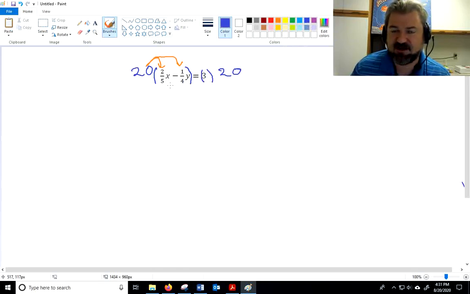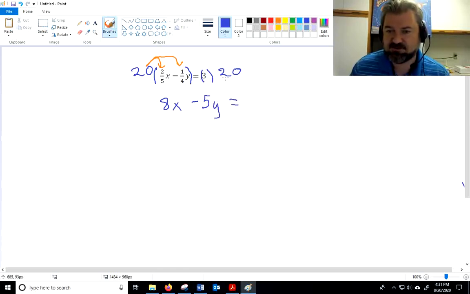20 divided by 5 is 4. 4 times 2 is 8, so 8x. Good. 20 divided by 4 is 5. 5 times 1 is 5. So I have 5y. On the other side, 3 times 20 is 60.